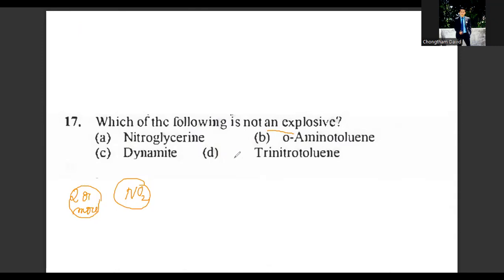See, if you study carefully, except B, others will all have 2 or more nitro groups. In the case of orthoaminotoluene, you are going to have only one amino group. So there is no nitro group. So this will not be an explosive. Question number 18.